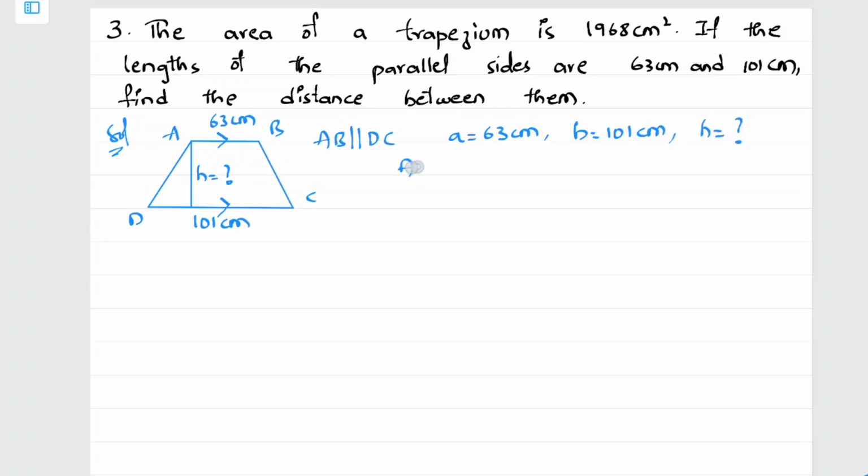What is the area of trapezium formula? Half into height into the sum of parallel sides, A plus B. So the area they have given, the area of this trapezium is how much? 1968 centimeter square. Done? Yes, sir. So half into H of A plus B is equal to the area.